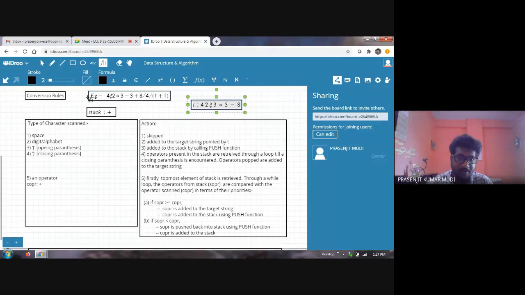Then the division operator comes. Now the comparison between division and plus is happening. COPR greater than SOPR, this condition is satisfied. So SOPR, which is plus, will be pushed back into the stack, and division will simply go to the stack.